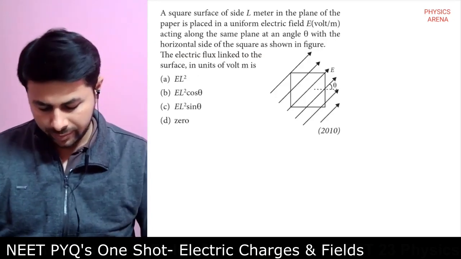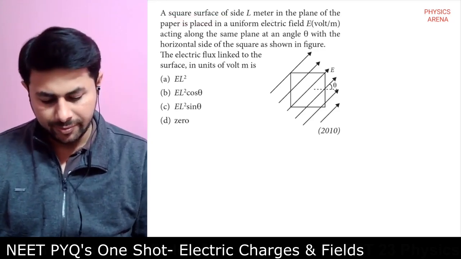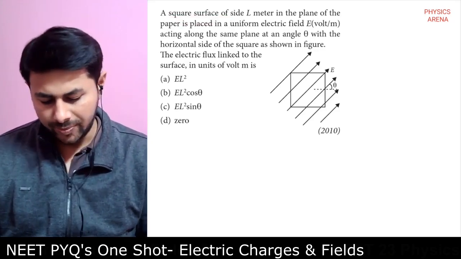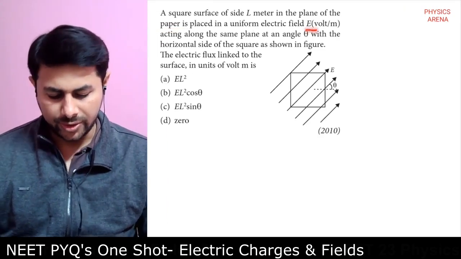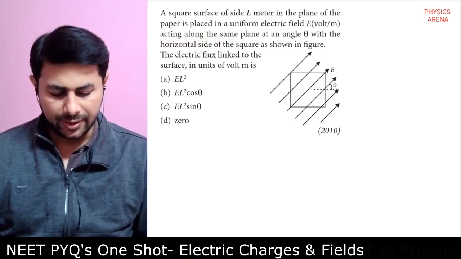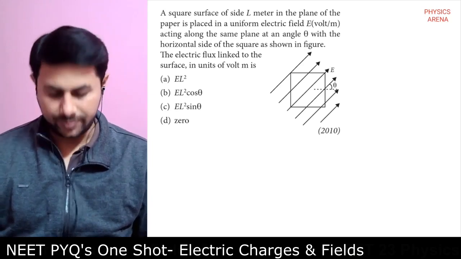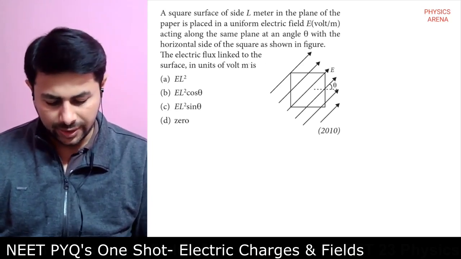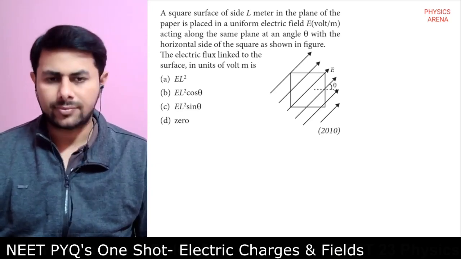Next question is, a square surface of side L meter in the plane of paper is placed in uniform electric field E volts per meter acting along the same plane at an angle theta with the horizontal side of the square as shown in the figure. The electric flux linked to the surface in units of volt meter is.